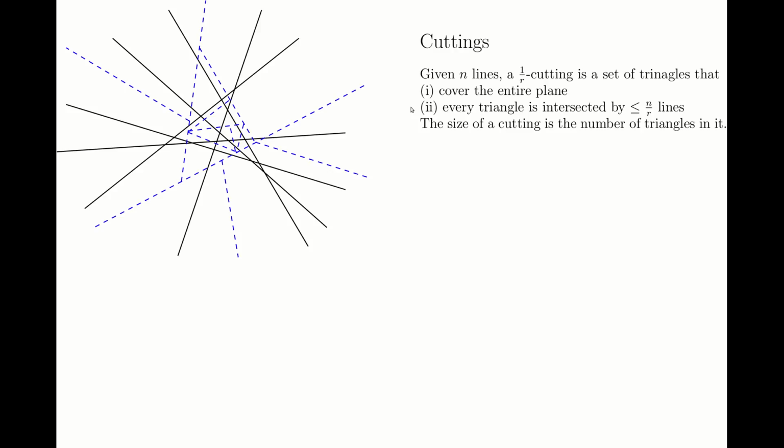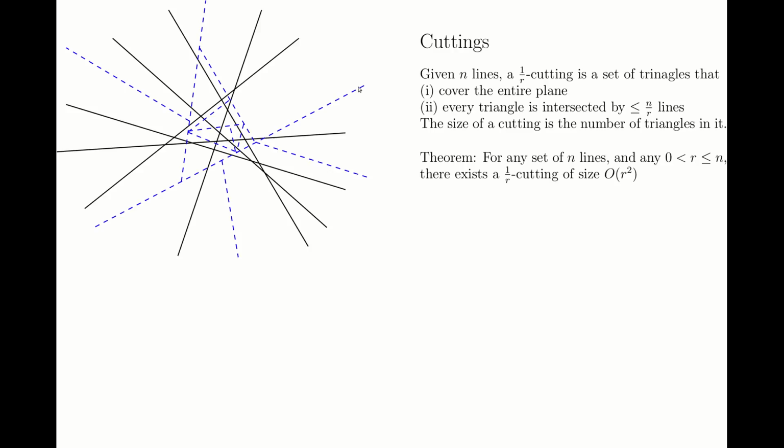The size of a cutting is the number of triangles used in it. For example, in the picture, every triangle is intersected by 3 lines. Note that since we require the cutting to cover the entire plane, we allow some triangles to be infinite. As you can see in the picture, this triangle is in fact an infinite triangle.